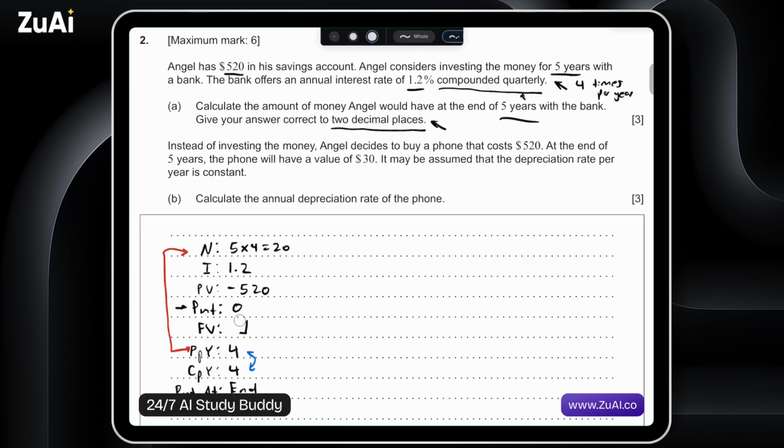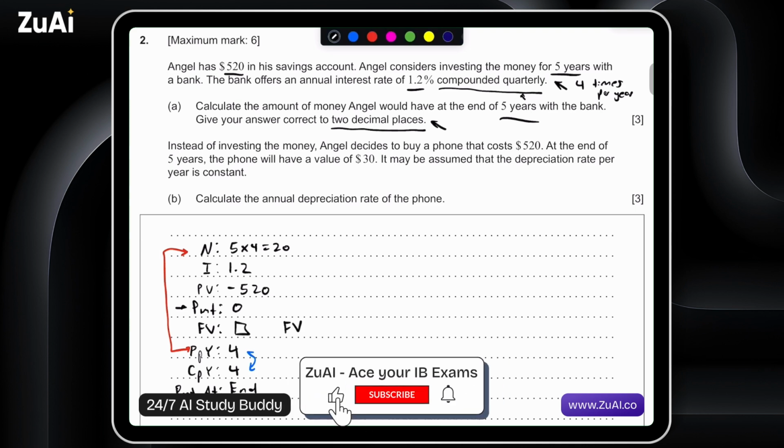So final value, can use a different color I suppose. Actually let's just write it out here. This is what we were trying to find. Therefore our final value is equal to $552.11 to 2 decimal places. Okay.